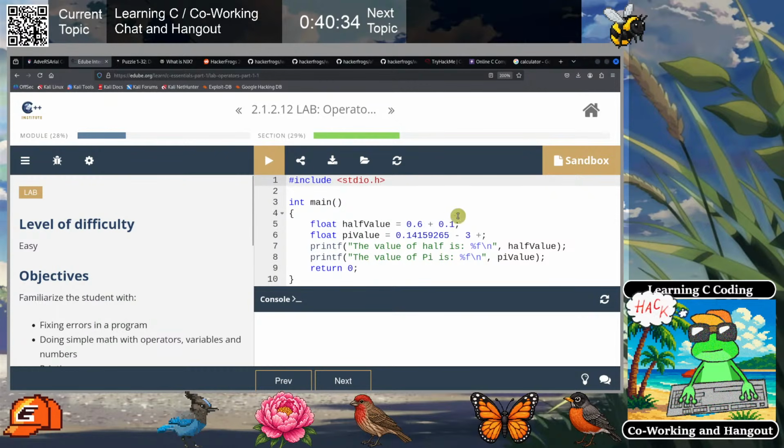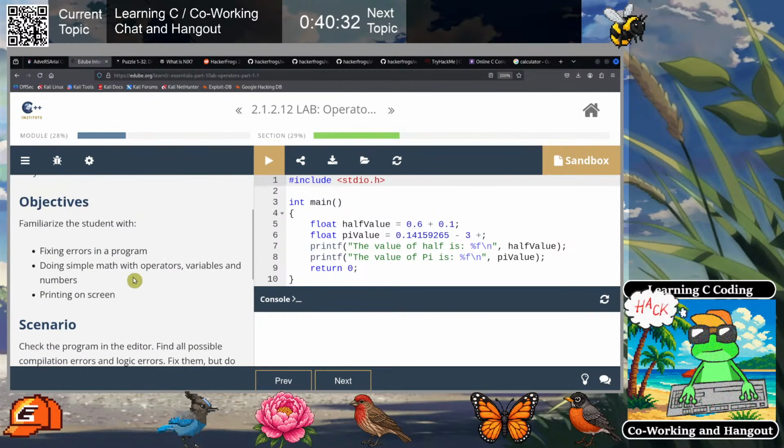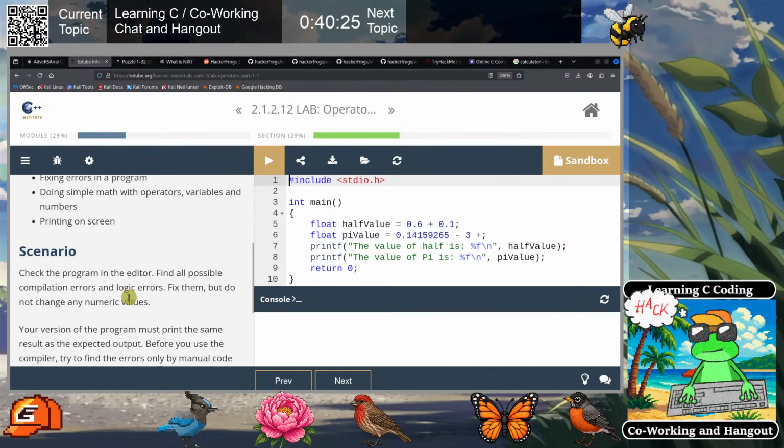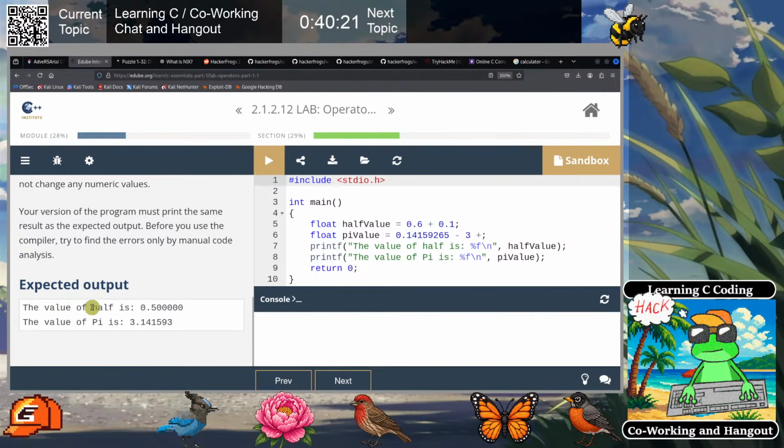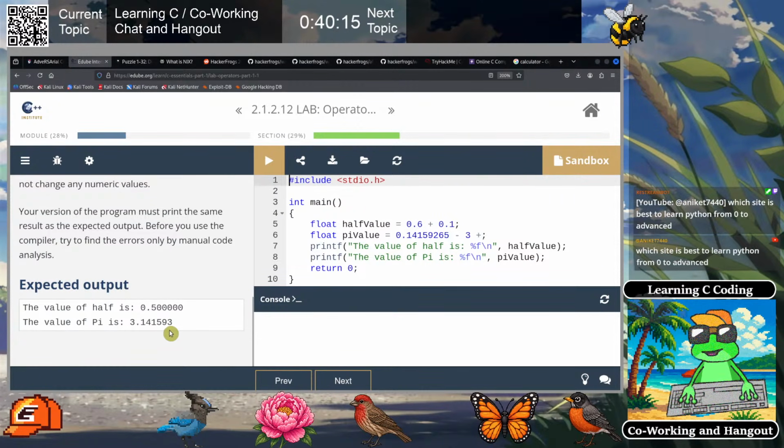Okay, so let's see. We've got more coding exercises here. Fixing errors done in program, doing simple math with operators, variables, and numbers, printing on screen. Okay, let's see. Fix all the errors. The expected output is the value of half is 0.5, and the value of pi is 3.141593.